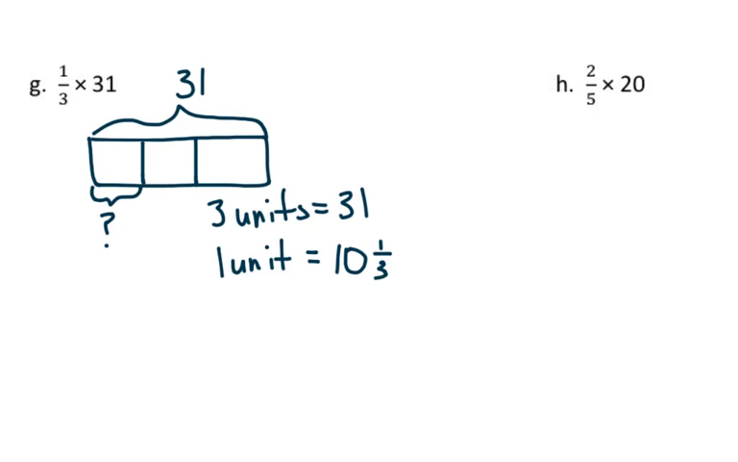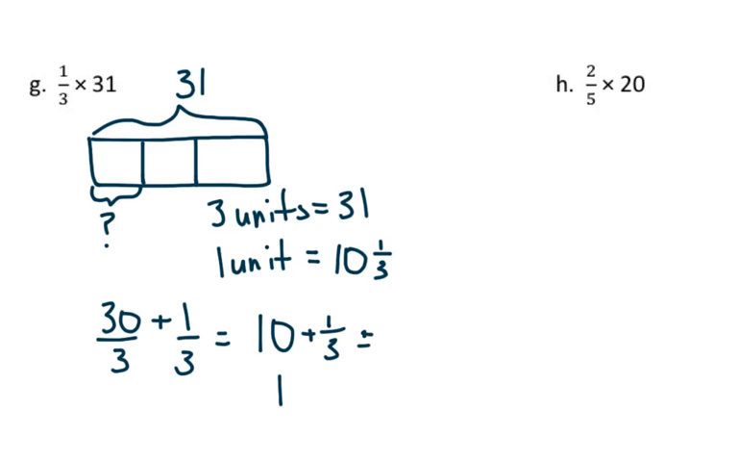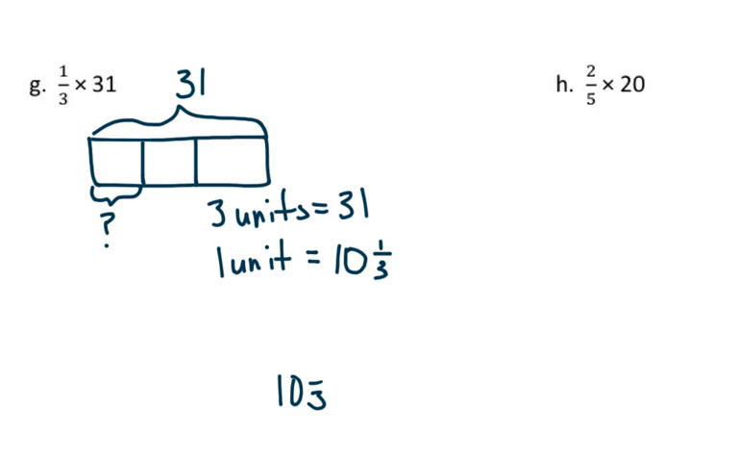Now, if students need that broken down further, they can do 30 plus 1. And if I divide each of those by 3, I know that 30 divided by 3 is 10, plus 1/3 is equal to 10 and 1/3. Okay? But most of the time they won't need all that. This is a pretty simple one to see.